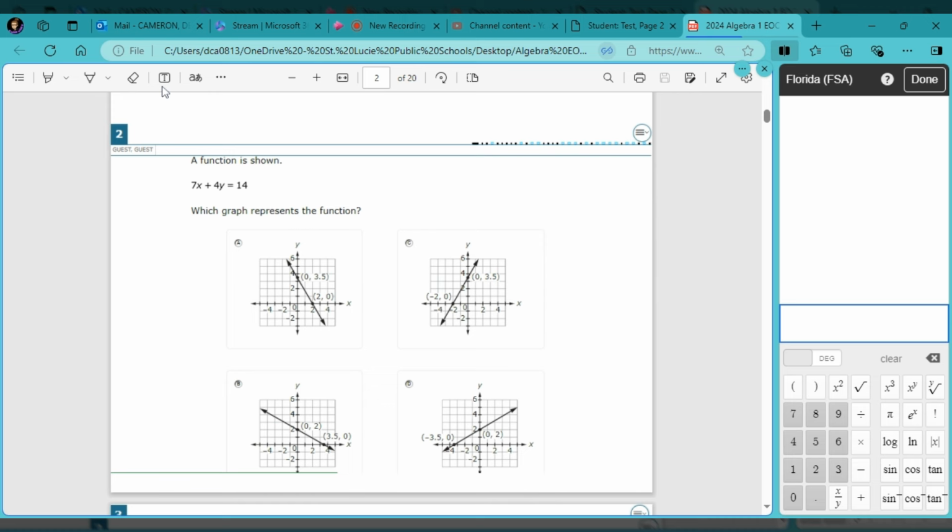So when you have standard form of a linear equation or linear function, it looks like this: AX plus BY equals C. How do you graph it? What we do is we find the intercepts.